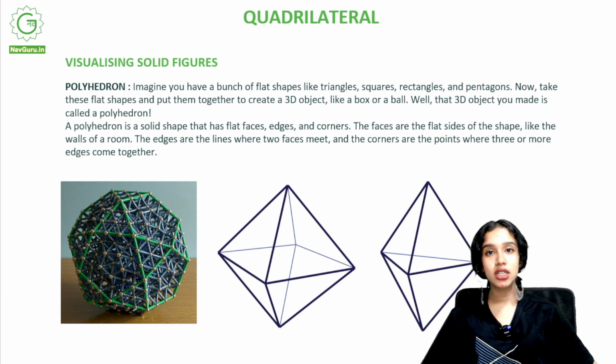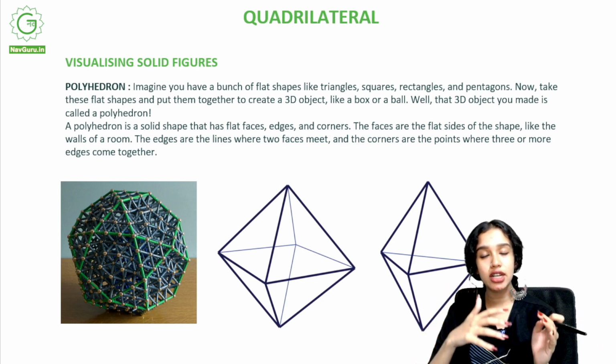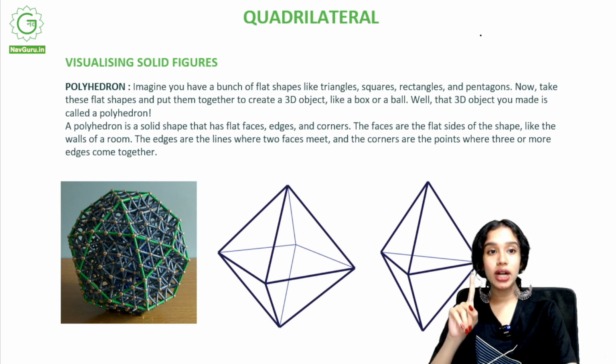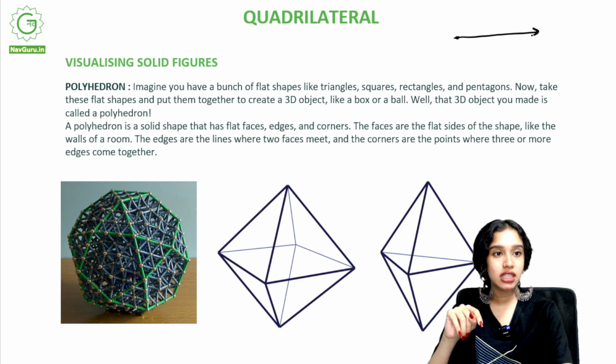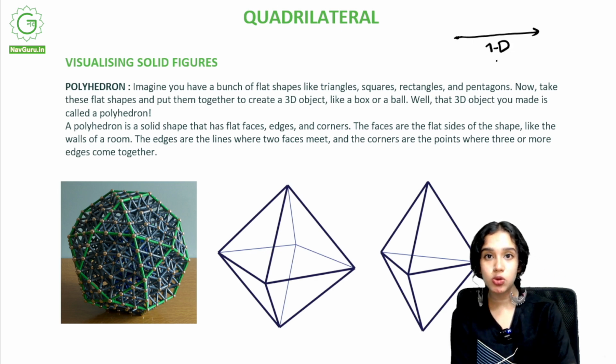Just as we studied squares, rectangles, circles and all, these are 2-dimensional figures. What does 1-dimensional and 2-dimensional mean? 1-dimensional means it just has 1 dimension. That is, if I'm saying a line is moving like this, right? This is 1-dimensional. Why? Because it only moves in one direction. It just has one coordinate which is moving.